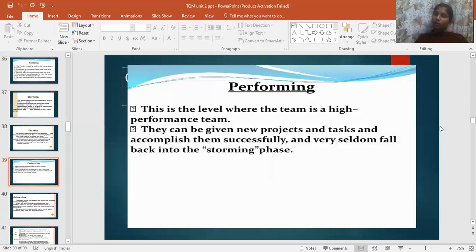And the next, fourth stage is performing. This is the level where the team is highly performing. They can be given new projects and tasks and accomplish them successfully, and seldom fall back into the storming phase.